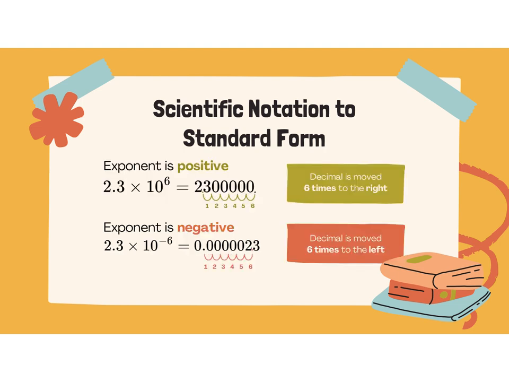So how do we do this? You would take your decimal place. You see that this is a power of 6, so you move your decimal 6 places to the right. If the exponent is negative, you'll say, I'm going to move it to the left. So you're making it big if it's positive, you're making it tiny if it's negative.